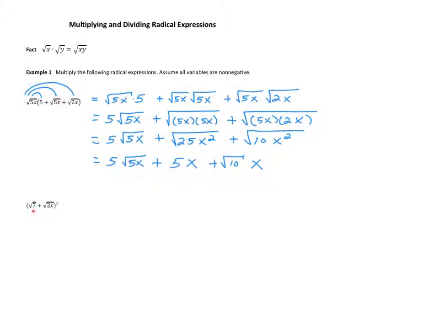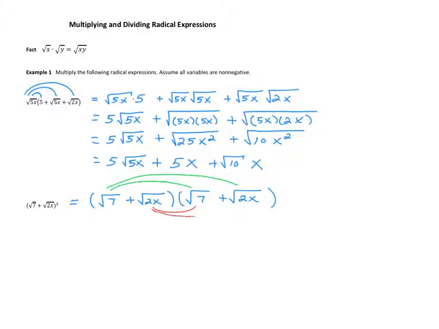Let's try this again with the square root of 7 plus the square root of 2x, all squared. What happens here? For this problem, I'm going to rewrite it as the square root of 7 plus the square root of 2x, times itself. That is what the square means. It means multiply this thing by itself twice. So here, I'm again using the distributive property, but I'm doing it 2 times, where I first multiply in the square root of 7, and then as my second step, I multiply in the square root of 2x. Let's see what we get.